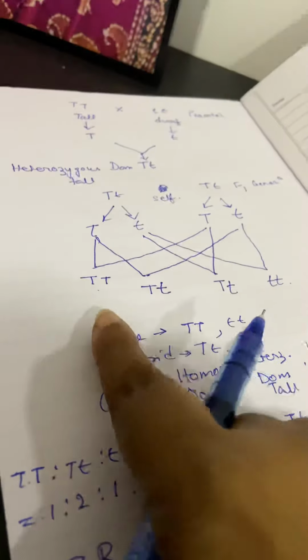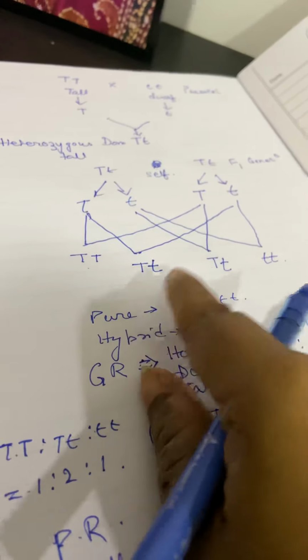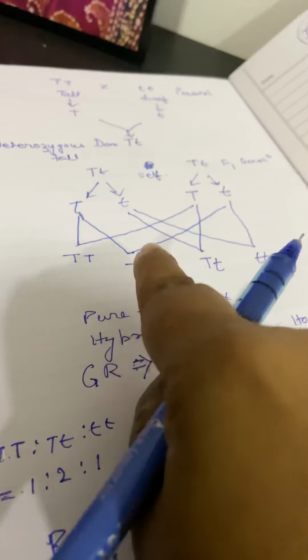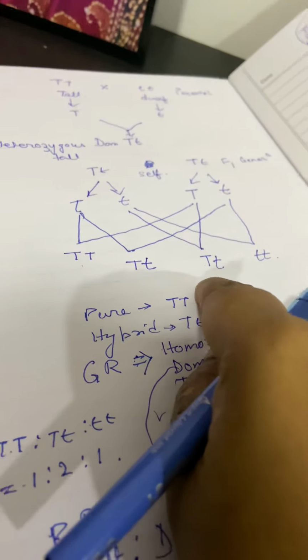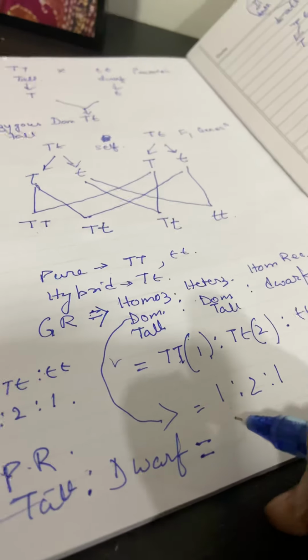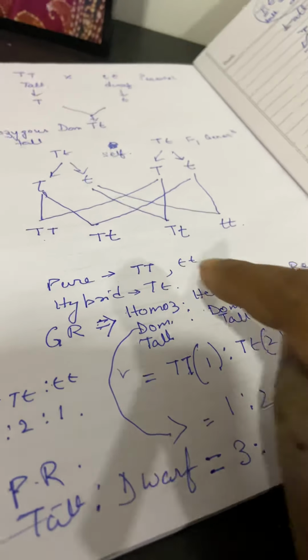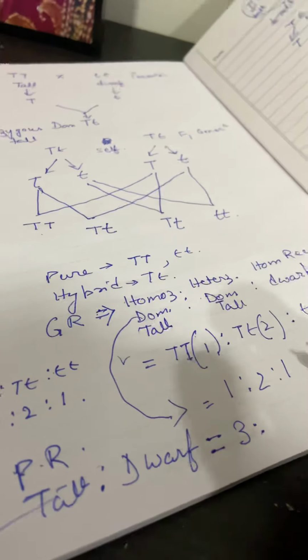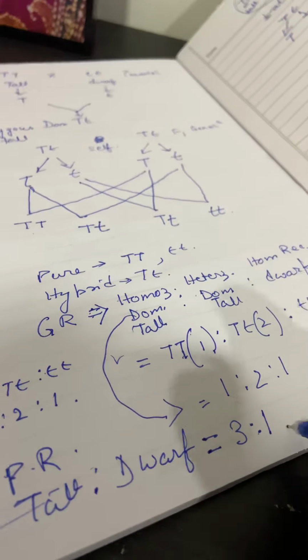So how many tall were there? This was tall, this one is tall, this one is tall, because all 3 of them have at least 1 tall allele in them. So 3 is to 1 dwarf, 1.